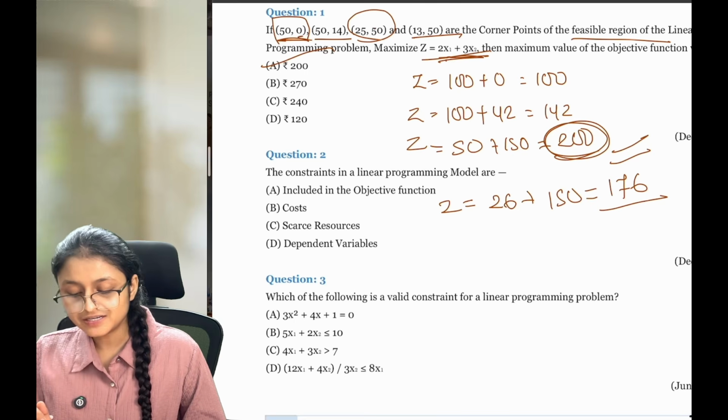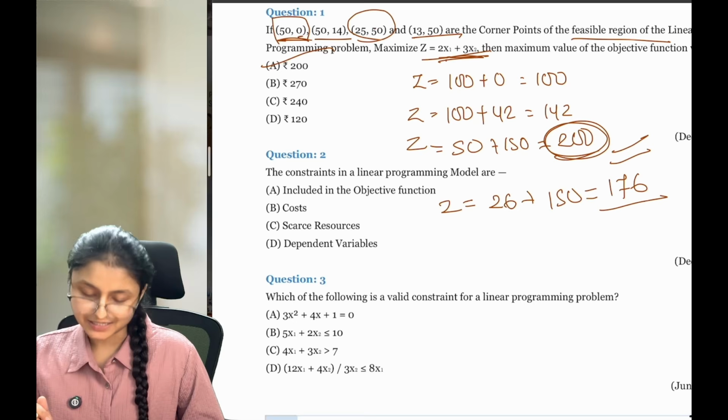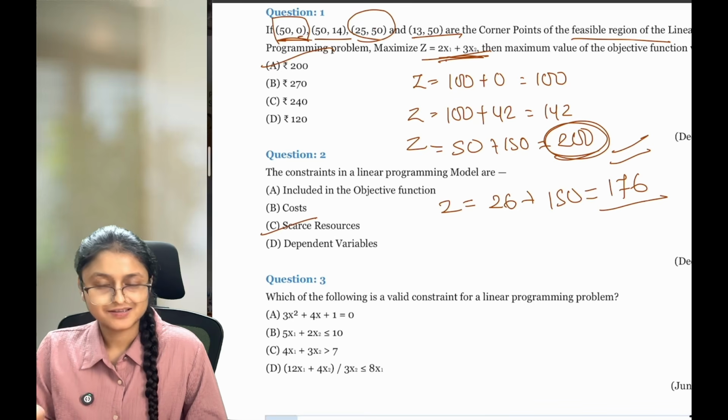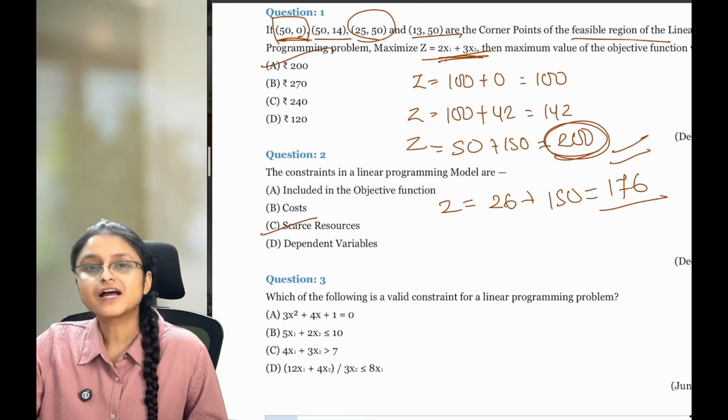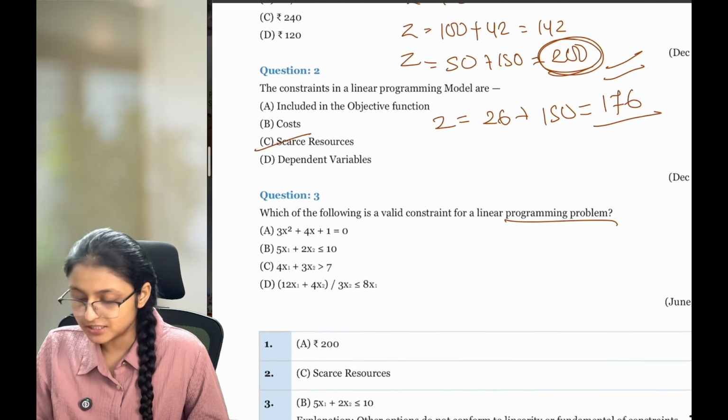Cost, constraint in a linear programming problem, it's not necessary that every time it is cost. It can be anything else also. Hence, we can say that constraints are the limiting factor, right? All the constraints which we have are the limiting factor in the objective function. Which of the following is a valid constraint for a linear programming problem?